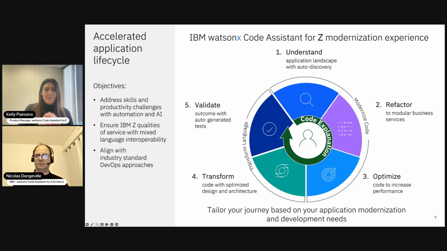And it starts at the top of our wheel with application understanding. Tooling to help architects and developers visualize dependencies, discover and analyze their applications. Application understanding is critical to identifying where and how to modernize. And with our tooling, you can reduce the time to understand an application from weeks to hours, if not even less.